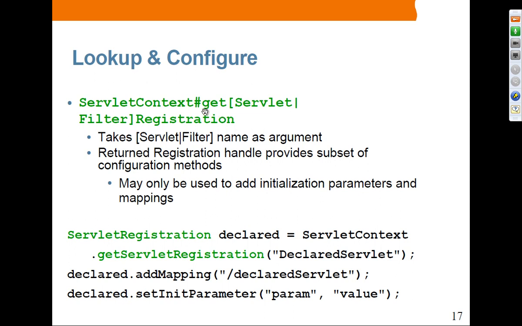You can call getServletRegistration or getFilterRegistration, and you use a name as an argument for calling this API. Then it will return a servlet registration. So this is the code. I look for a declared servlet, whose name could be configured either using the web.xml file or the WebServlet annotation. It returns a servlet registration like this, and then you can configure the servlet using the API, addMapping or setInitParameter and things like that. So you are adding attributes using the programming API.